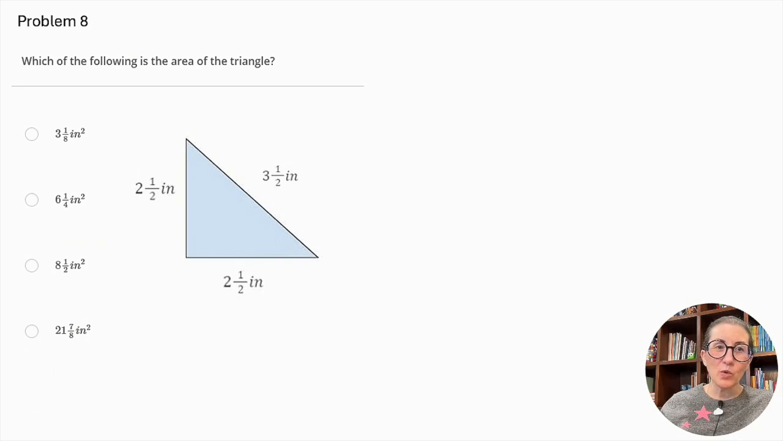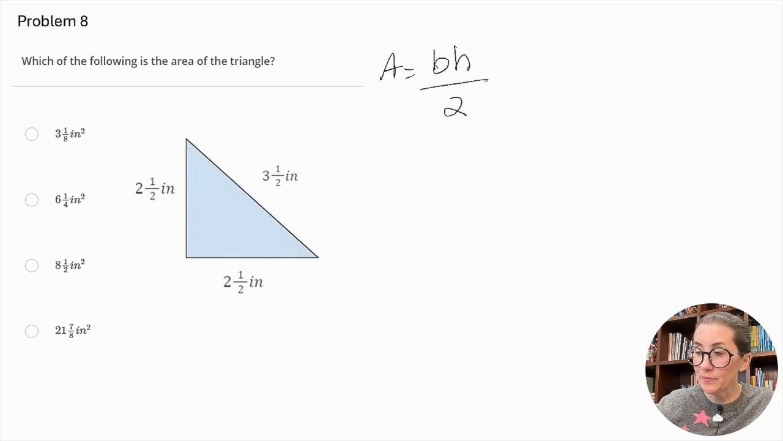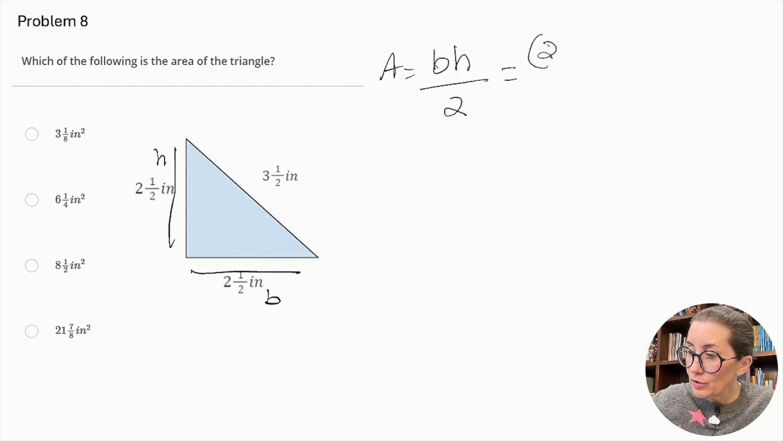Problem number 8. Which of the following is the area of the triangle? The area of a triangle is equal to the base times the height over 2. So we've got the base here and the height here. So that is equal to 2.5 times 2.5 over 2. So let's do the top part.